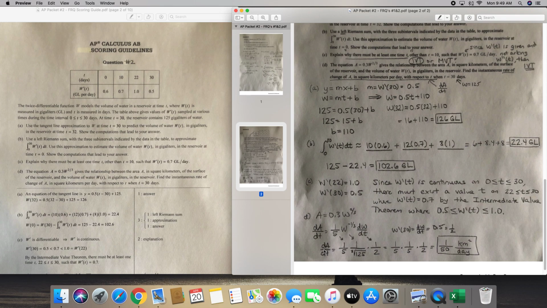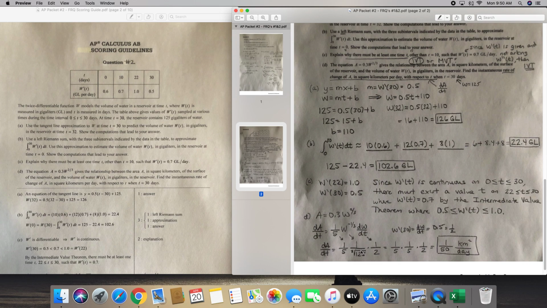Since we're looking for dA over dt, I'm going to substitute all the known information in. 1/5 comes along for the ride. The W value, so when t is equal to 30, remember from the initial condition, W is equal to 125. So this gets rewritten as 1 over the cube root of 125. So if it's got a negative exponent, it gets sent to the bottom. The 1/3 power is the cube root. dW over dt is the derivative of W at t equals 30, which we know comes from the chart, and that's equal to 0.5 or 1/2.